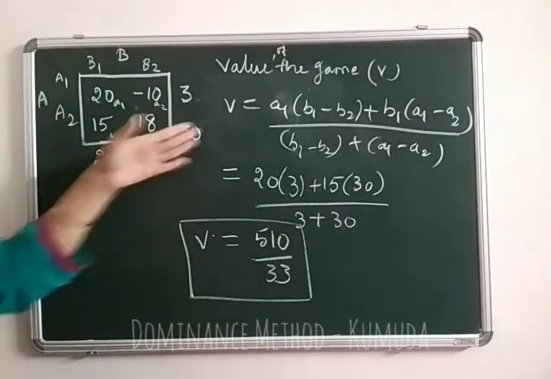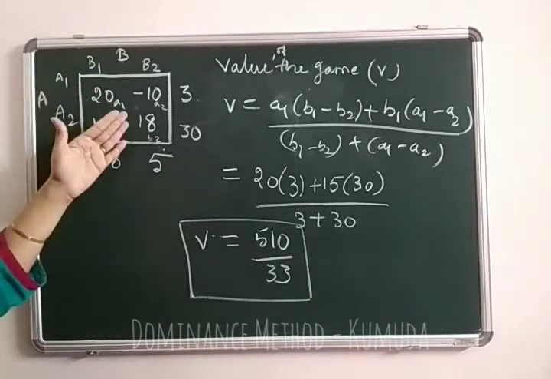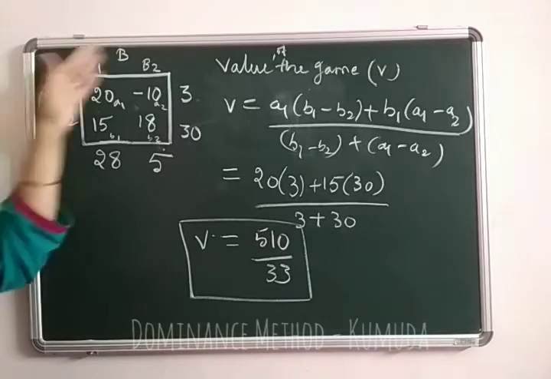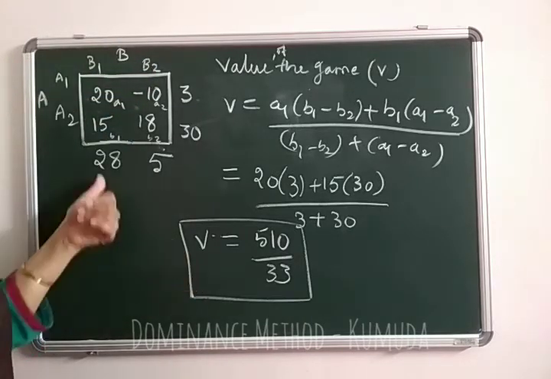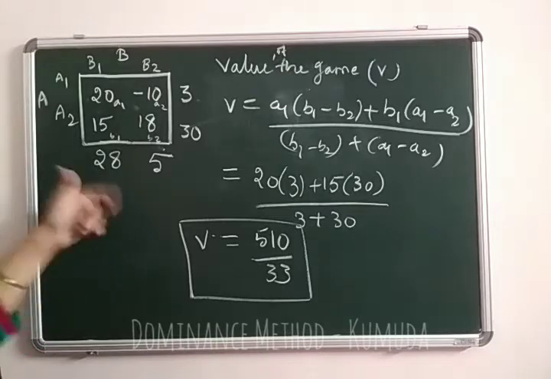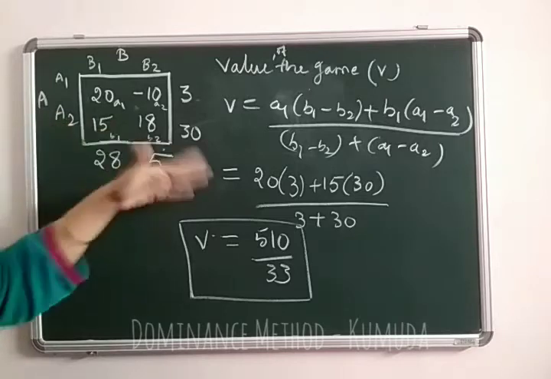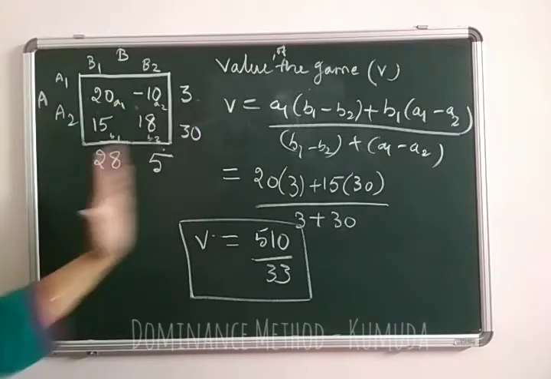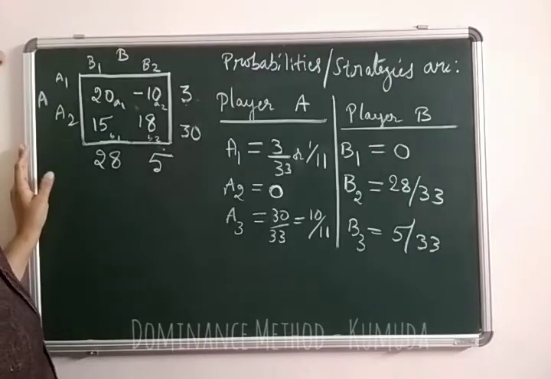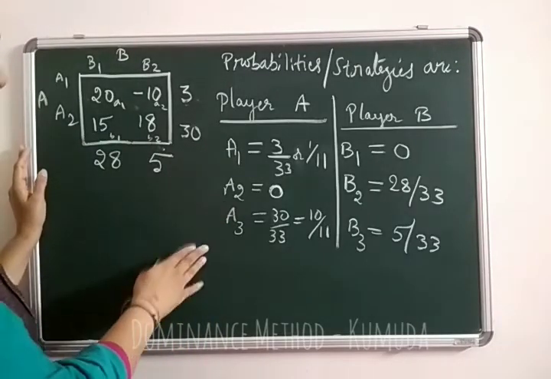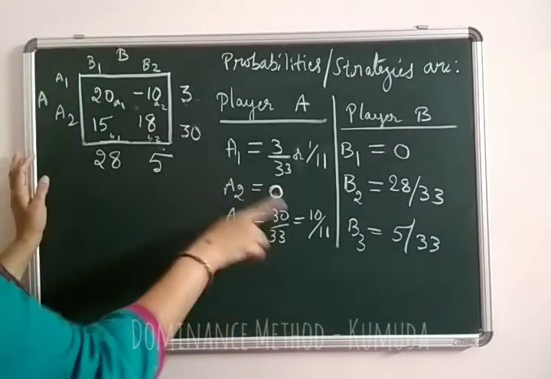And after finding the value of the game, as usual, we will find the strategies. Now we know it is a 2 cross 2 matrix. We have A1, A2, B1, B2, which we have considered here. And we are supposed to find the strategy for the game. So in this case, we apply the strategies using the formula that is previously known to you. After the value of the game, I would write the strategies directly because you already know it. I would just explain it.